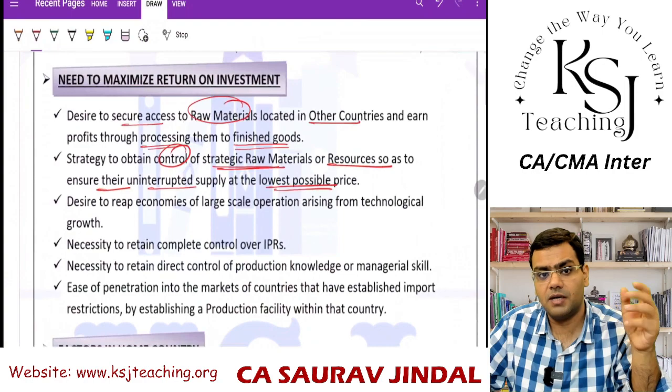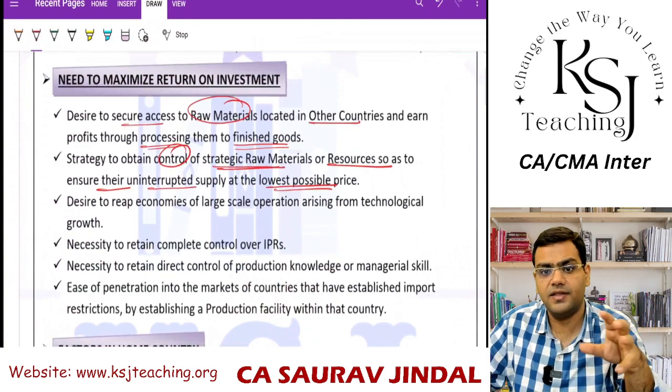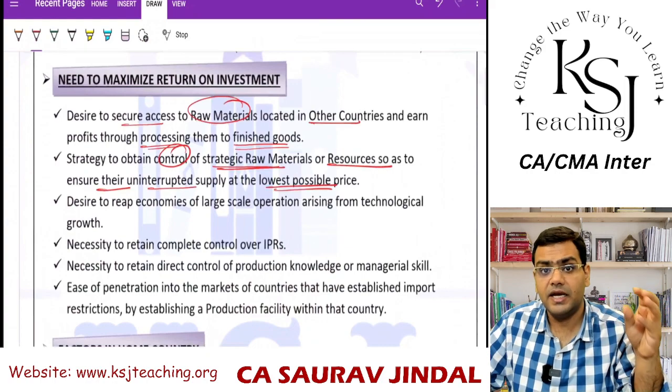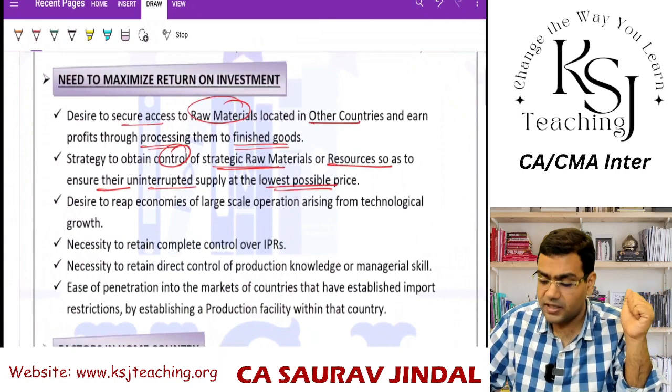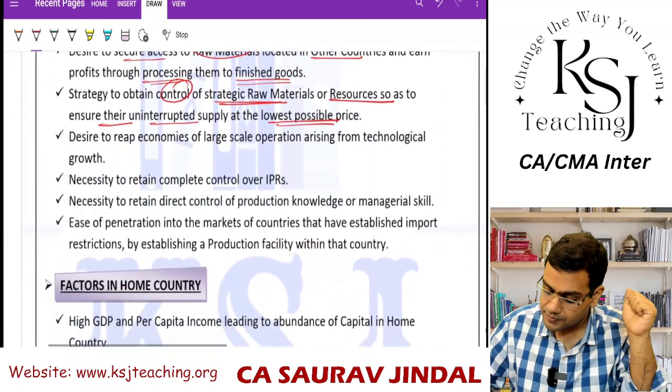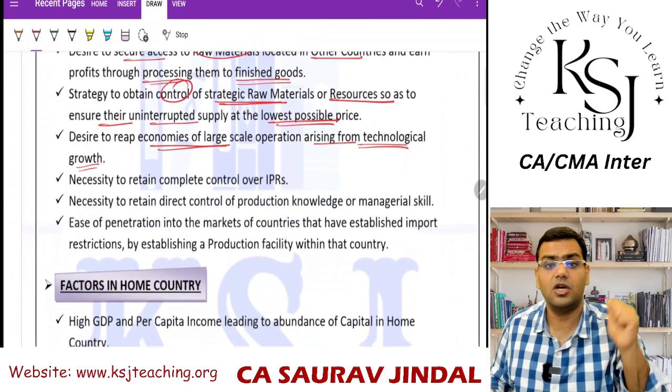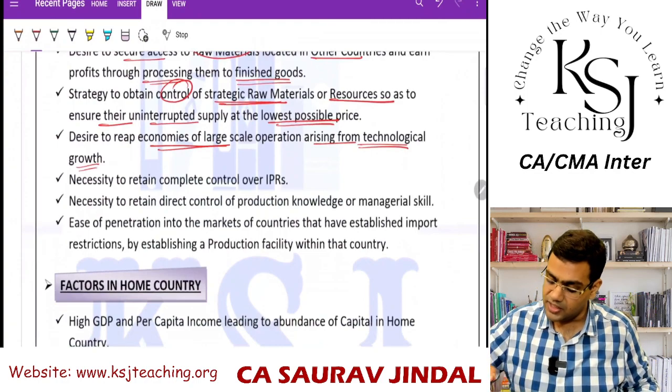Let's say a person comes and establishes a factory in Gujarat, right? Why? Because he says it is a strategic location. It is easy to get the raw material. It is easy to buy the raw material and other resources can be easily got at the lowest possible prices. Desire to reap the economies of large-scale operation arising from the technological growth. You can increase your production with the help of the technological exchange.